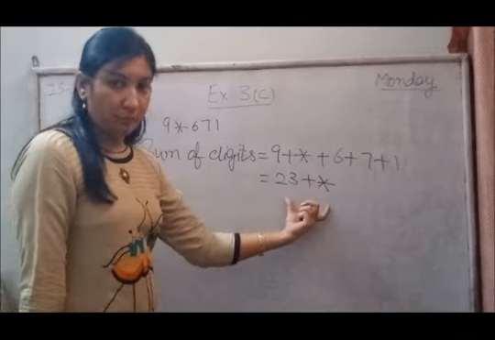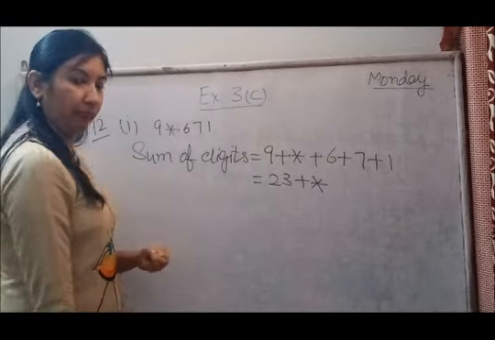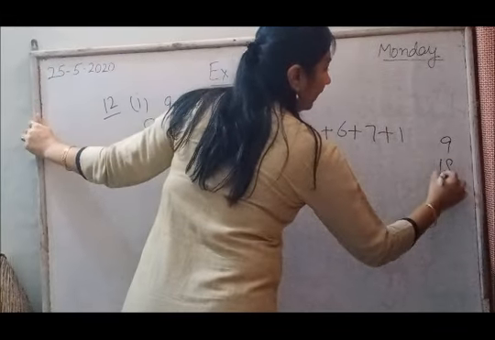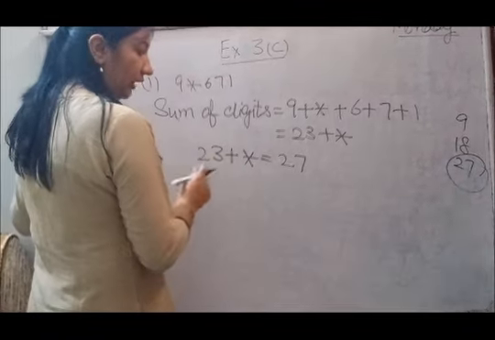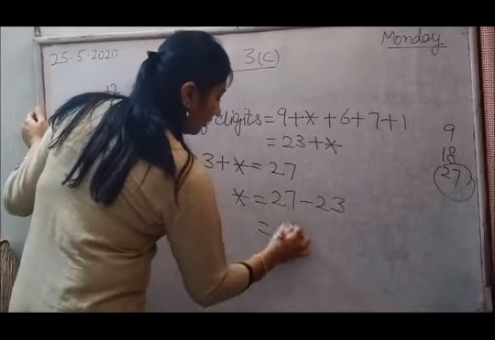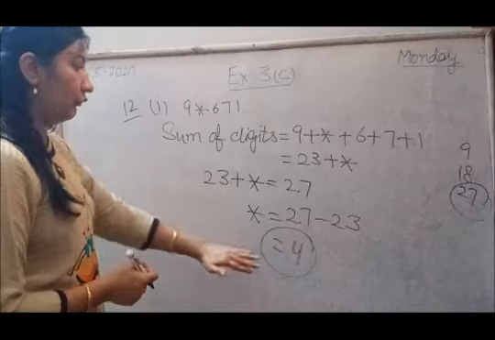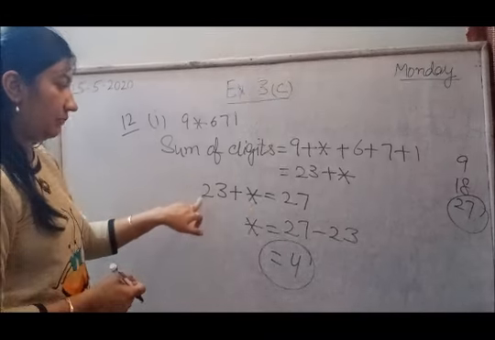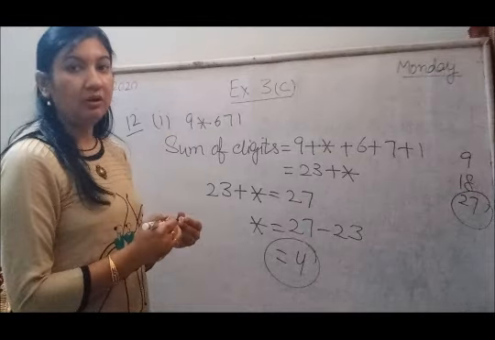Now this number should be divisible by 9. After 23 in the 9 table, what is coming? Write down the 9 table: 9, 18, 27. 27 is coming, so it should be equal to 27 so that it can be divisible. So the value of star is 27 minus 23, that is 4. Here we will not find the greatest value because they have asked for the smallest value only. If you add 4, 23 plus 4 gives 27. The sum will be divisible, therefore the number will also be divisible.